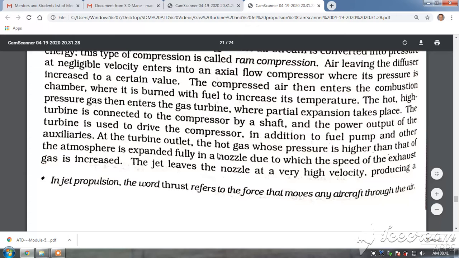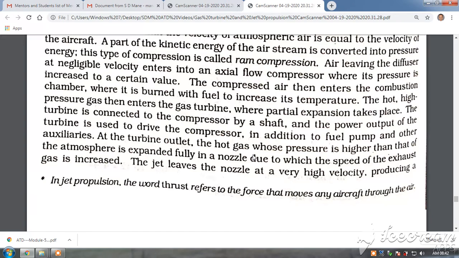At the turbine outlet, the hot gas, whose pressure is slightly higher than the atmosphere, is expanded fully in a nozzle, due to which the speed of the exhaust gas is increased. As I told earlier, the pressure energy is converted into velocity in the nozzle. The jet leaves the nozzle at a very high velocity, producing a thrust in the opposite direction to push the aircraft through the air.